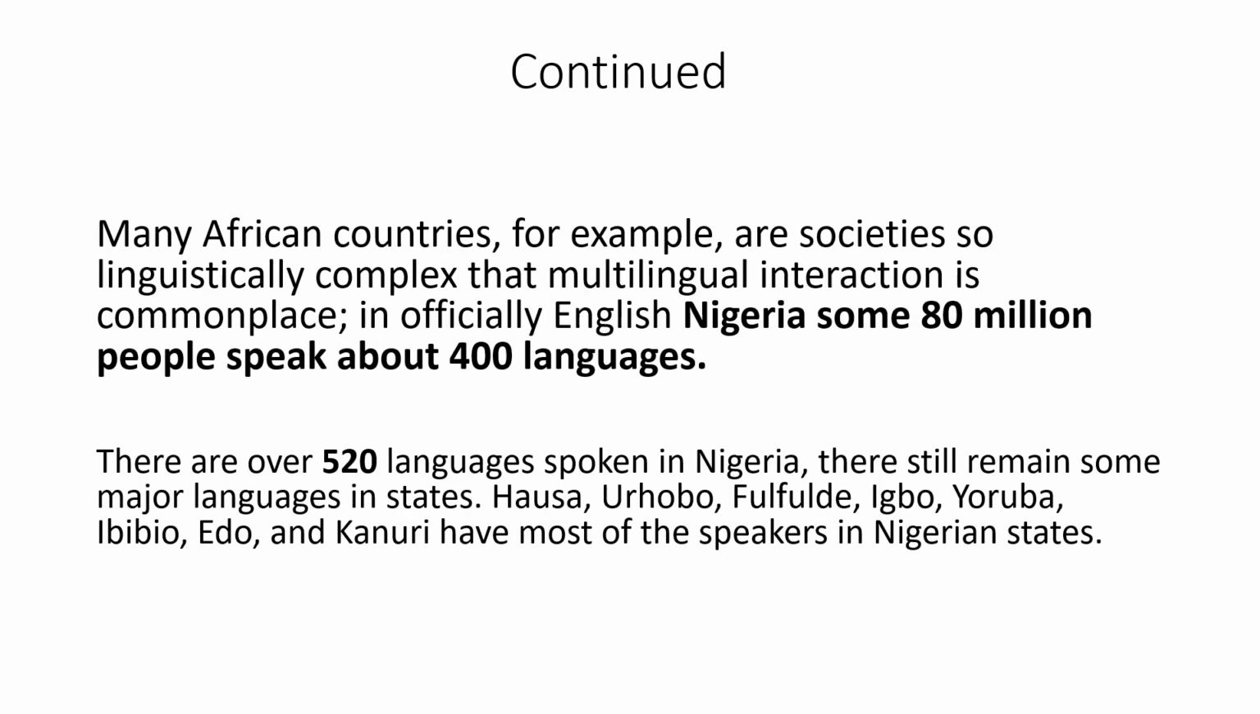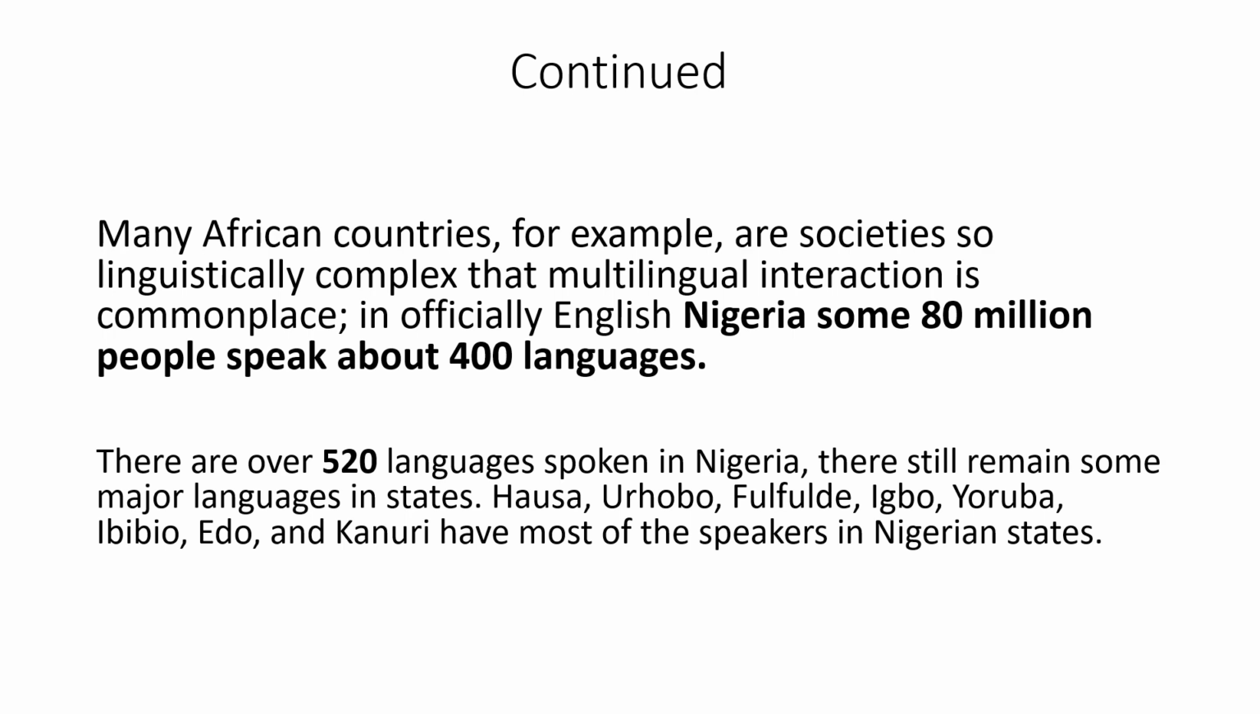Let's talk about Africa. Many African countries, for example, are societies so linguistically complex that multilingual interaction is commonplace. Everywhere we can see people speaking in different languages. In officially English Nigeria, some 18 million people speak about 400 languages. Or if we talk about the overall languages of Nigeria, there are 520 languages spoken by the Nigerian people, and the very famous ones are Hausa, Yoruba, Fulfulde, Igbo, Ibibio, Edo, and Kanuri, which have most of the speakers in Nigerian states.